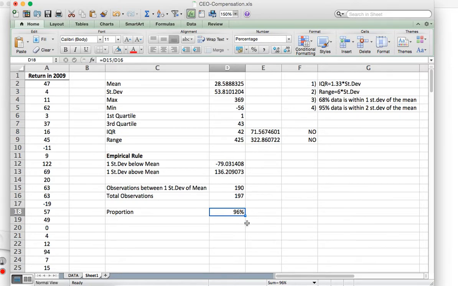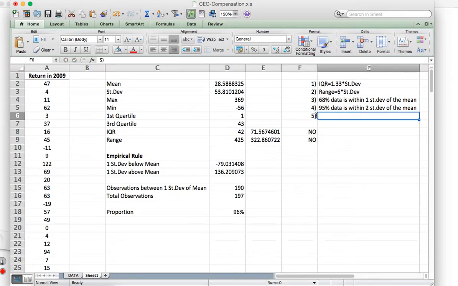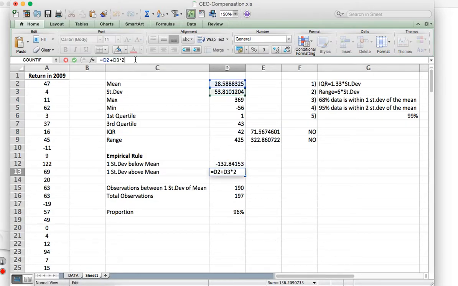However, you can say that it almost conforms to the second rule of the empirical rule. This is the first rule, second rule, but then we can test the third rule, which is actually the fifth in this case, that 99% of observations or data lie within 3 standard deviations of the mean. So why not try that? Let's multiply this by 3. Let's also multiply this by 3 and then see if that's true.